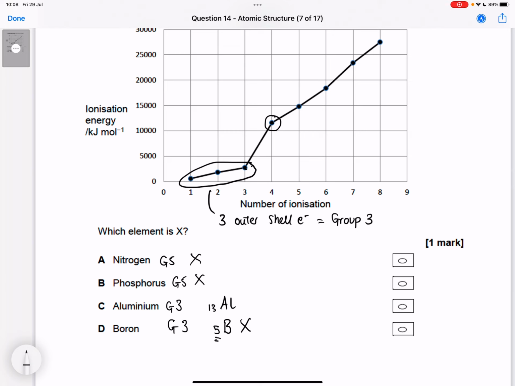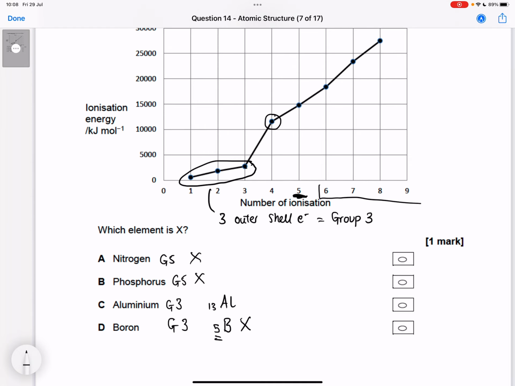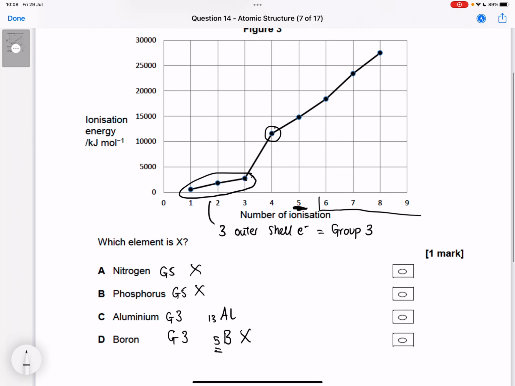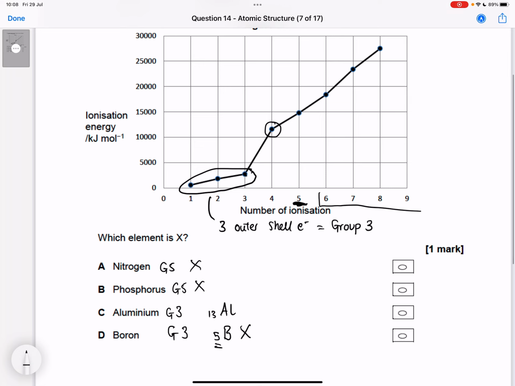Well, if boron is element number 5, it only has 5 electrons in total. This element keeps going on past 5 electrons, 6, 7, 8. I know aluminium has 13, it doesn't say this is all the ionisation energies, it says it's the first few. It can't be boron because boron should only have 5 electrons, so it must be aluminium.